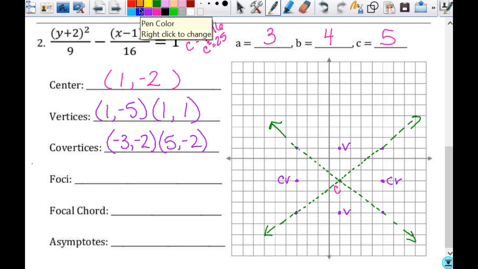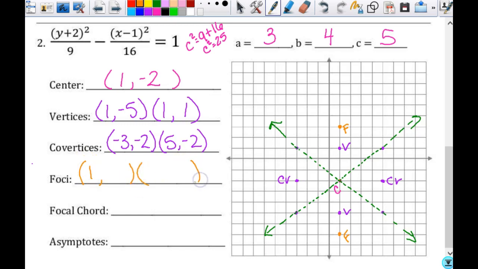So the focus uses C. Is my focus going to go vertically from my center or horizontally? Vertically, because it's always in line with the vertices. So from the center, I can go 5, and that's a focus. From the center, I can go 5, and that's my other focus. So again, I know that my x value is staying the same, which is 1.